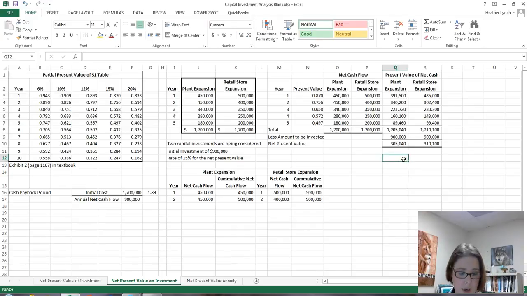Okay, so this is just another version of what we would do if we did a capital investment analysis to determine which project is the best one to do.